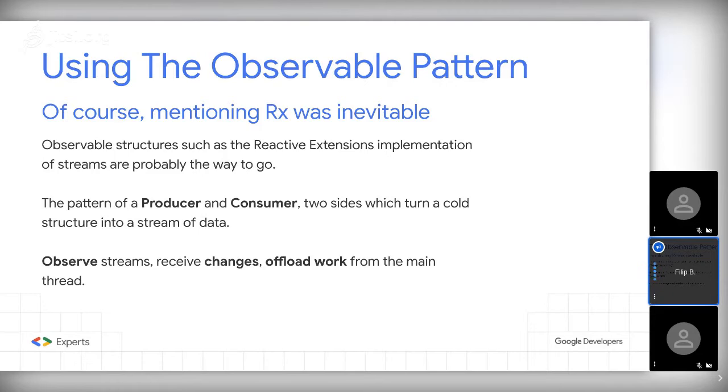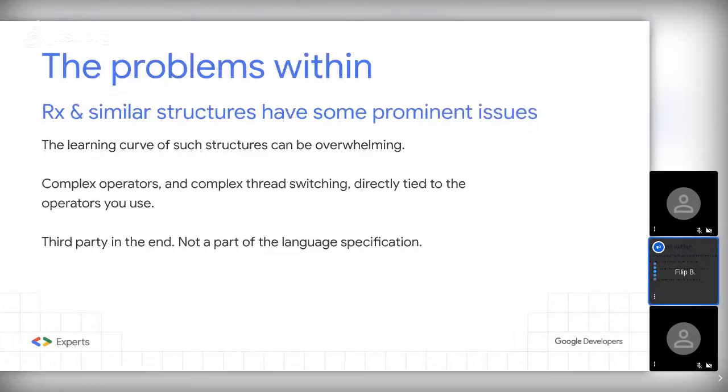That's one side of the thing, and the consumer is the other side of the coin, which turns that declarative stream of events into an actual stream of data where values are being produced, and you get to consume them. And you observe those changes, you offload work from the main thread, and that's all fine. But these kinds of things also have a lot of problems, because the learning curve can be really, really steep.